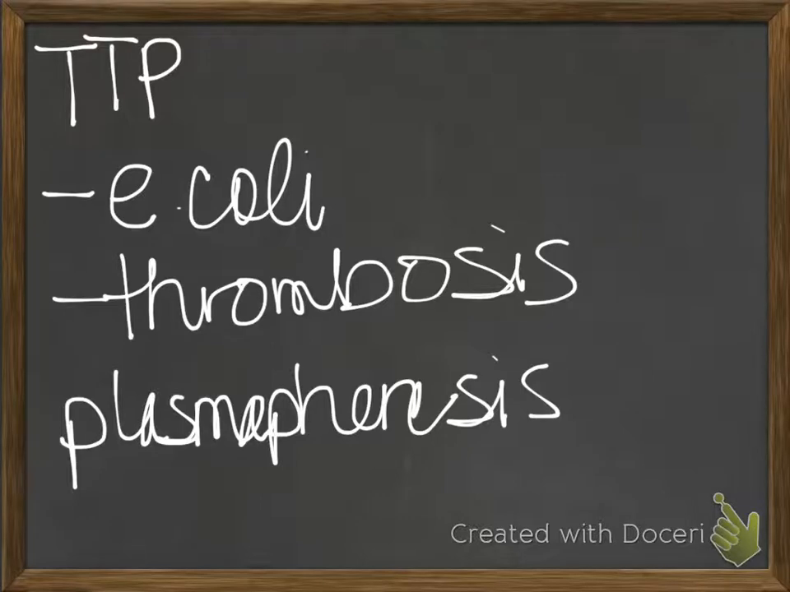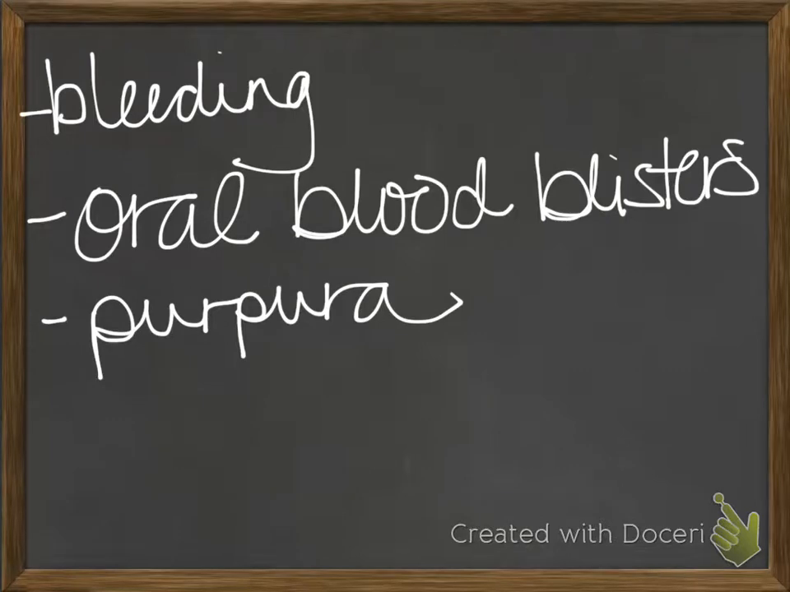We obviously want to stop the platelets from clumping. Our treatment, if we catch it early enough, can be fresh frozen plasma or something called plasmapheresis, which is a machine that we hook up and we remove the plasma from the blood and replace it with new plasma or fresh frozen plasma. Some clinical manifestations, on page 275, are petechiae, bleeding, blood blisters in the oral cavity, obviously fatigue, purpura, and ecchymosis.